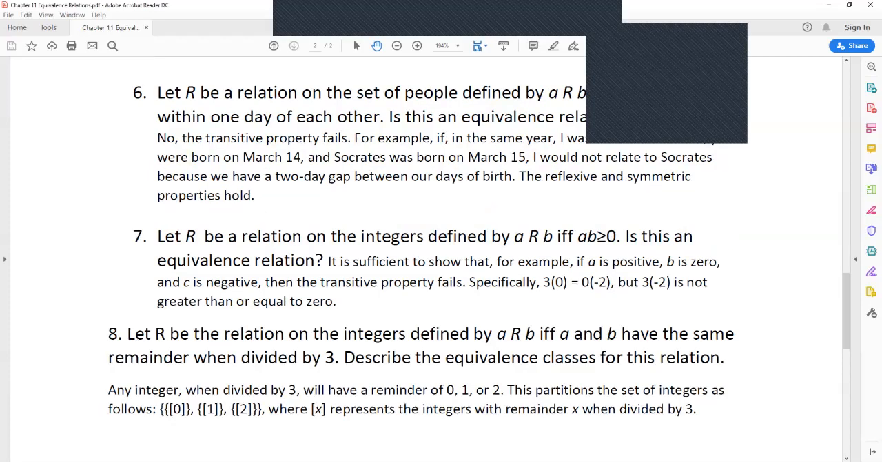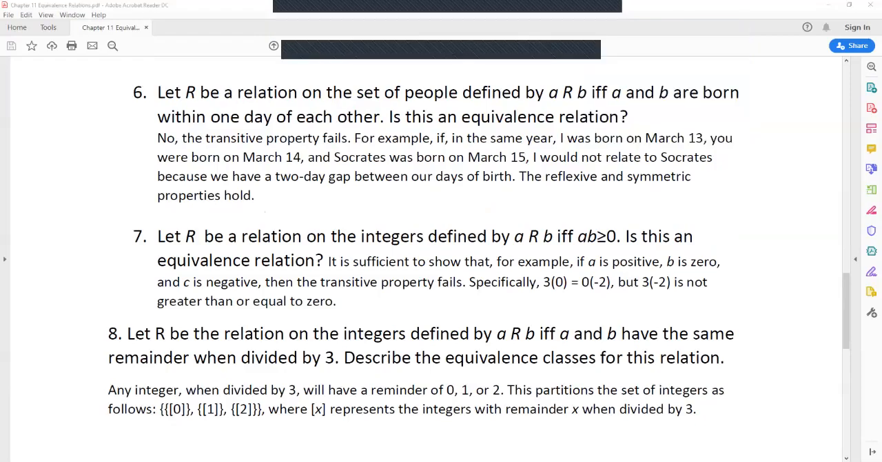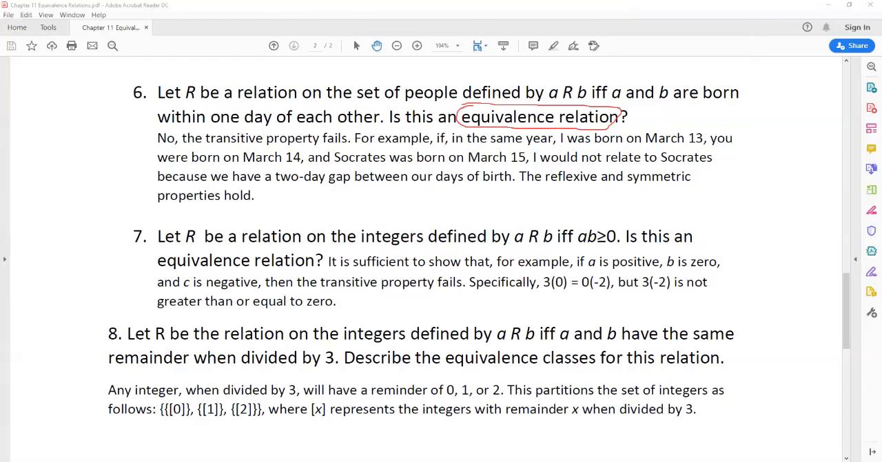Number 6 says, let R be a relation on the set of people defined by A relates to B if and only if A and B are born within 1 day of each other. And would this be an equivalence relation? You have an equivalence relation if the relation is reflexive, symmetric, and transitive.